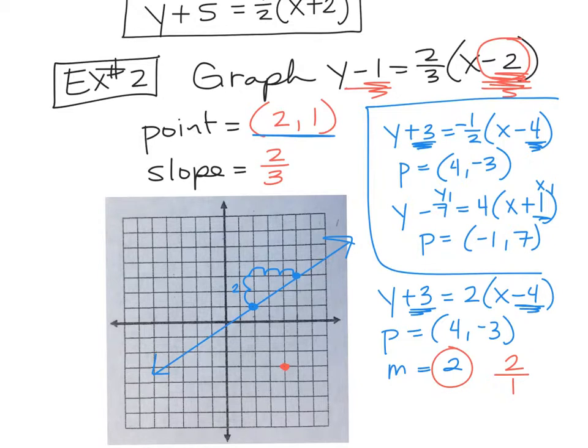So up 2 over 1, you're going up 2 over 1, and you would get that point. You could do it again. Up 2 over 1, you get that point. Okay, so you would take your straight edge, line that up, draw your line in.